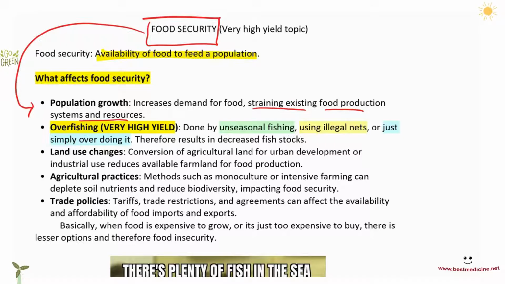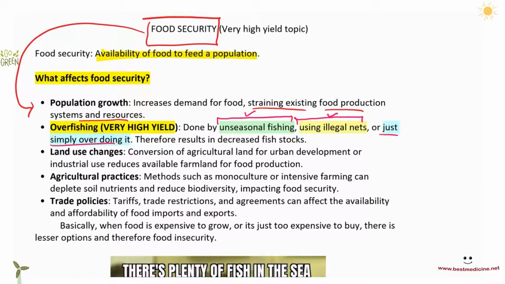Another very, very high yield topic for AQA GCSEs is overfishing. It shows up in the exams all the time, okay? Overfishing is a very popular topic that shows up on the exam. So what are some of the causes of overfishing? Number 1, unseasonal fishing results in overfishing. Using illegal nets results in overfishing, or just simply overdoing it.